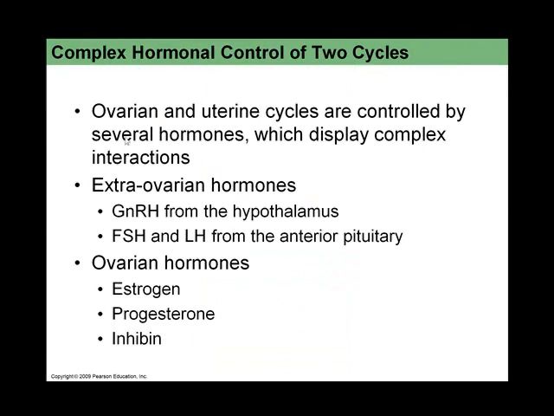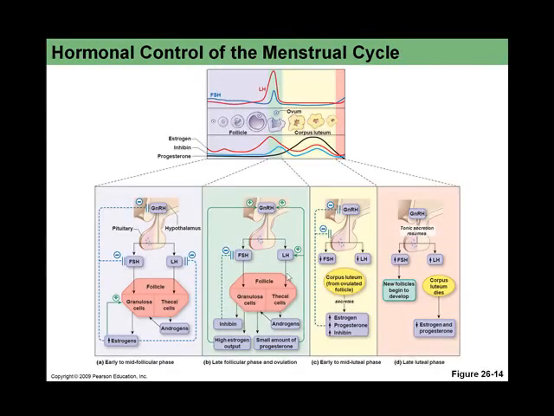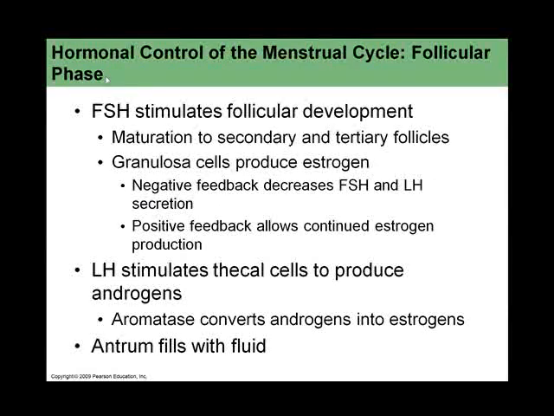The complex hormonal control of the two cycles, the ovarian and uterine cycles, are controlled by several hormones which display complex interactions. So there are extra ovarian hormones, the GnRH from the hypothalamus, the gonadotropins from the anterior pituitary, the ovarian hormones that we had followed and tracked. And we're going to look at them now with each phase in a little more detail, and I know it's a repeat, but it doesn't hurt to go through it one final time here.